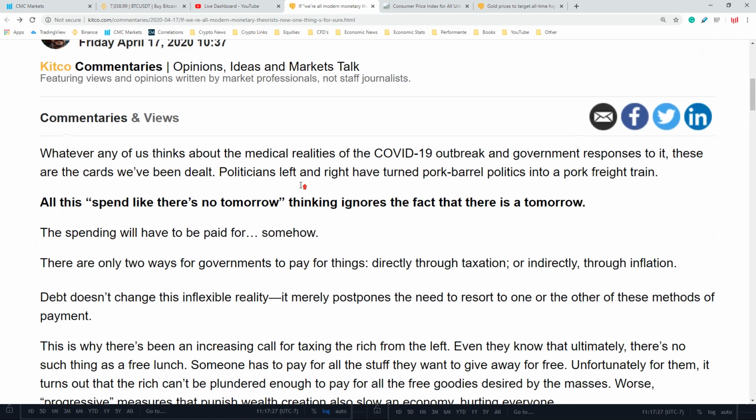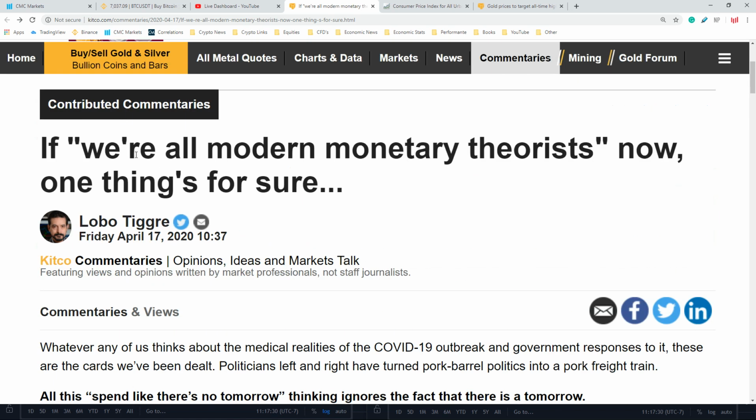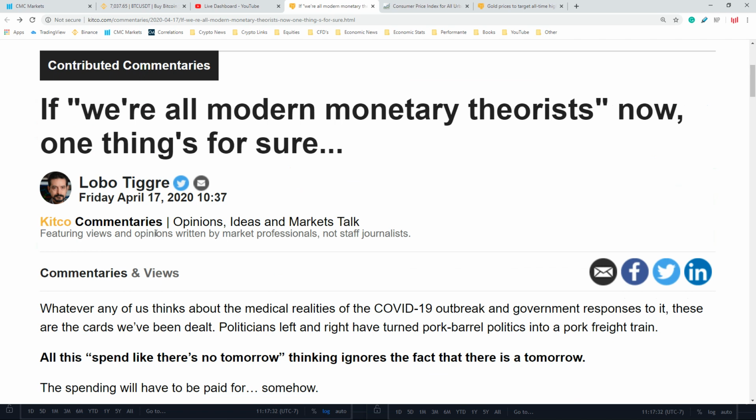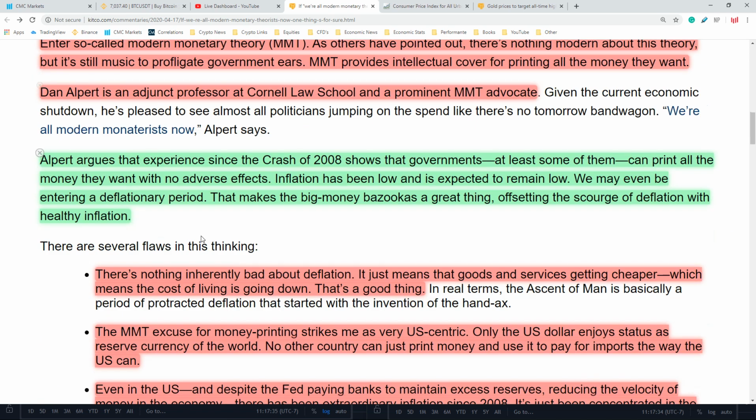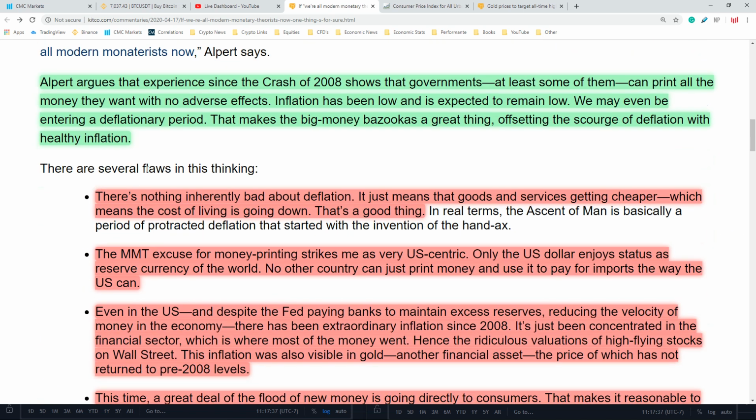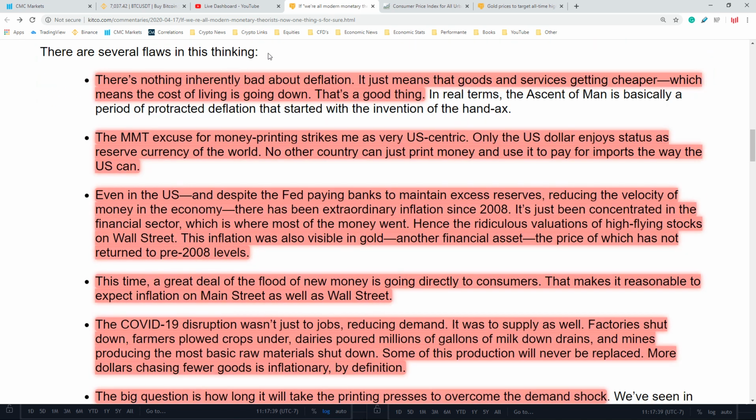And this is an individual from Kitco, Lobo Tigre, I guess his name is, and he had some good points on the flaws of MMT. So let's read them now. The first thing is Keynesian economists and people within monetary policy hate deflation. I personally don't know why, and I agree with this statement. There's nothing inherently bad with deflation. It just means that goods and services are getting cheaper, which means the cost of living is going down. That is a good thing too.